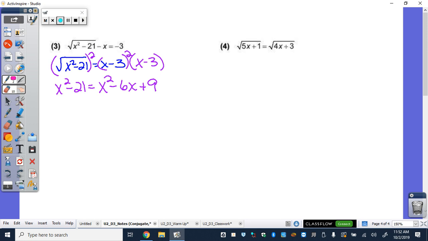So what happens with my x squareds? They're going to cancel, because if I try to subtract 1 to the other side, it just ends up canceling with that one also. So x squareds just kind of cancel. So then I'm going to bring my 9 over by subtracting it. So negative 21 minus 9 gives me a negative 30. Divide by our negative 6, and what do we get? 5. So go ahead, check 5 quickly.